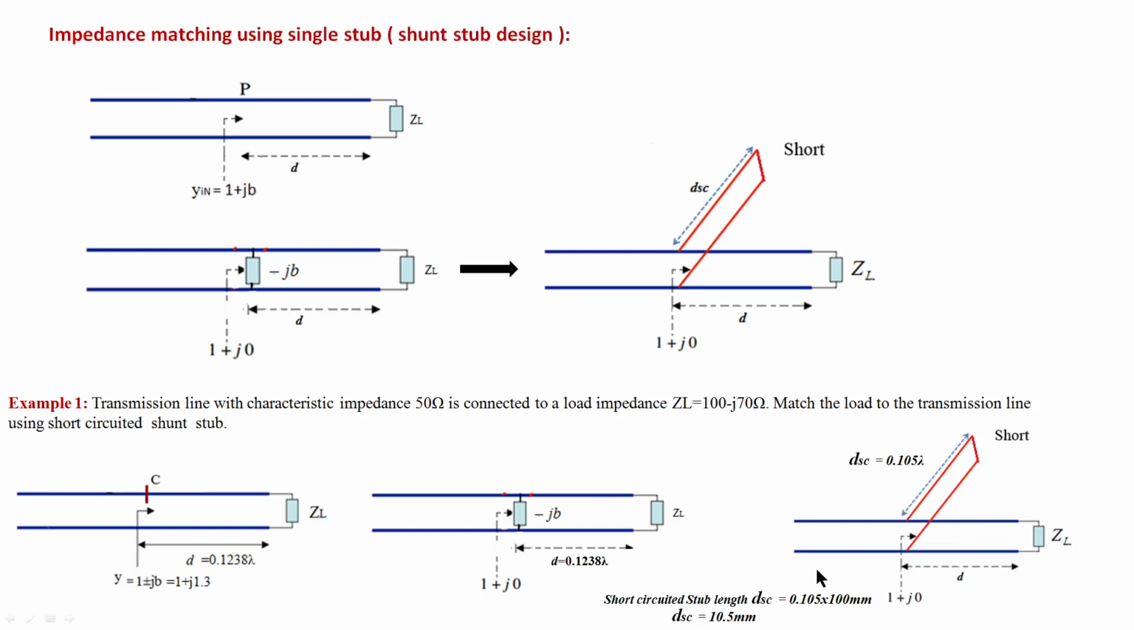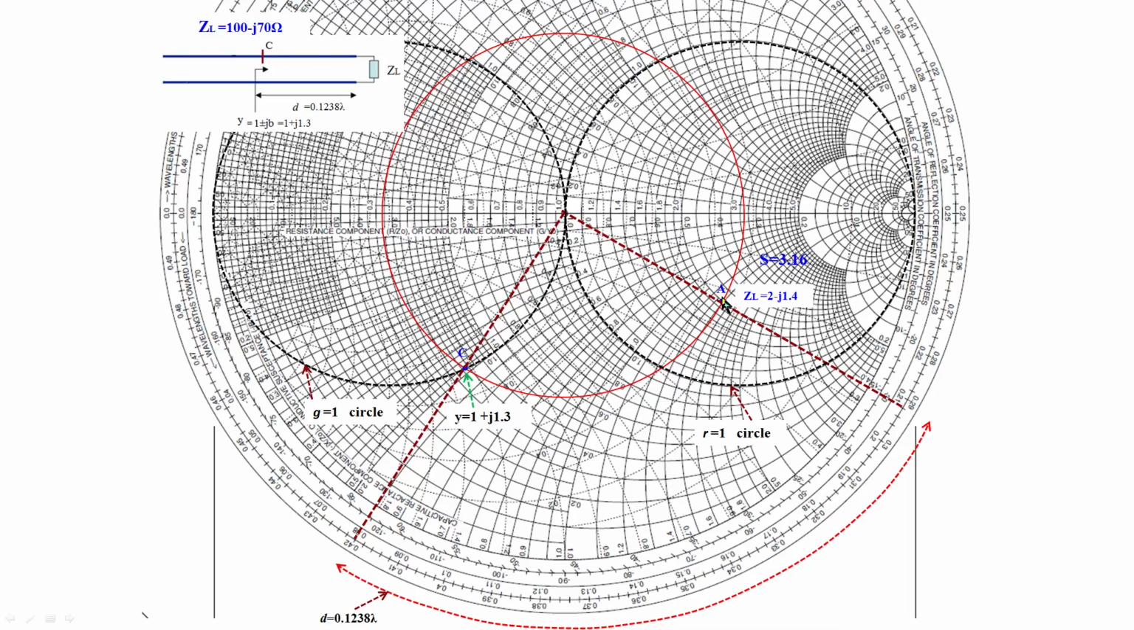So two things you should note down. One is the distance where you have to connect. That is, from the load you should keep moving on a constant-VSWR circle, wherever your admittance intersects the G equal to one circle, you stop. Note down the admittance and mainly the susceptance value, whatever susceptance we got, you should cancel this. Okay, using a stub next. First you should find out this distance where you have to connect the stub. This is the procedure for how to do that.